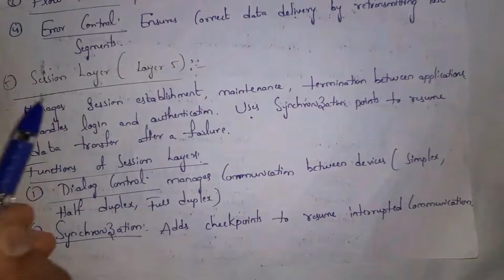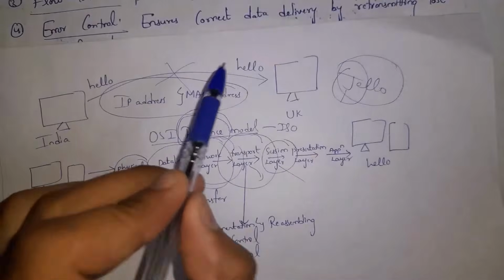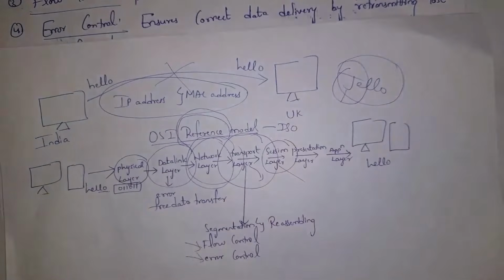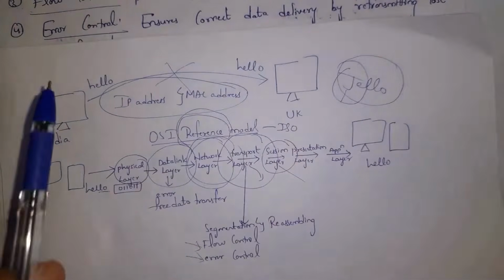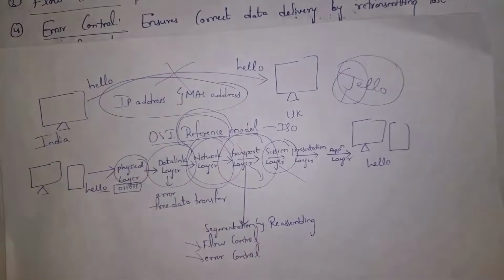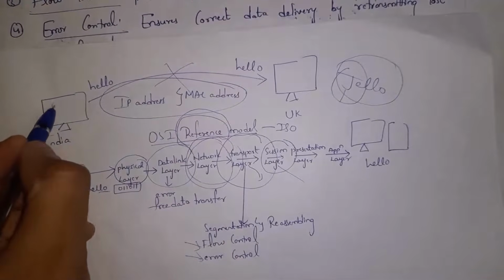The session layer will handle login and authentication. If two computers want to communicate with each other, then at first they need to establish a connection. For example, these two computers want to communicate with each other. This person will enter a password like 123.